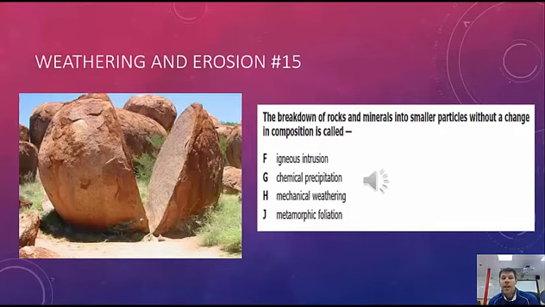So far we've been talking about chemical weathering a lot, but this question's the opposite. So when you break down a rock or a mineral into smaller particles without changing its actual chemical composition, this is called, for example, this rock right here that's been split in half over millions of years as a little bit of water crept into it and froze, and then it pushed apart, and then some water went in a little farther and froze and pushed apart. It's called frost wedging, and that is an example of mechanical weathering. So when you break down a rock without changing its chemical composition, the answer is H, mechanical weathering.